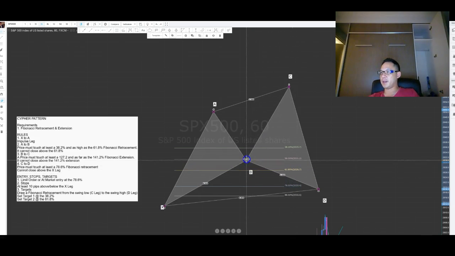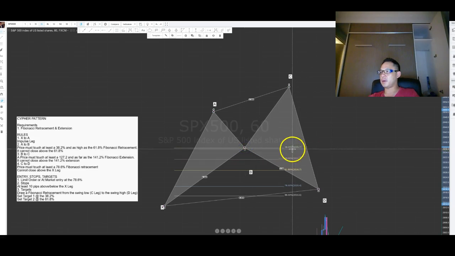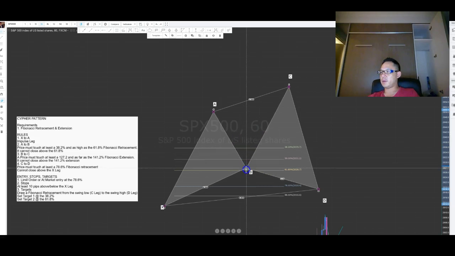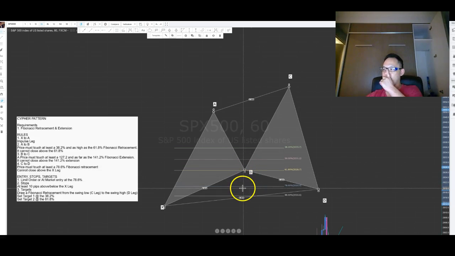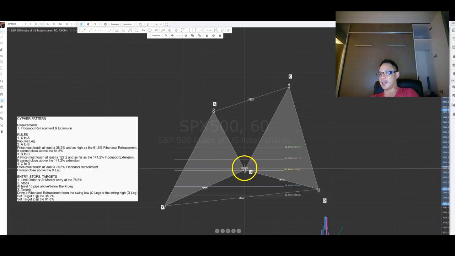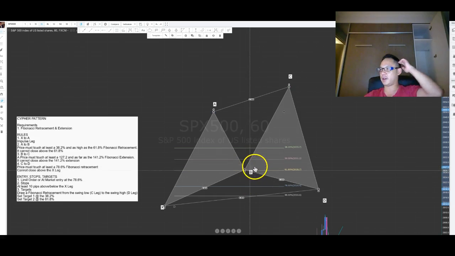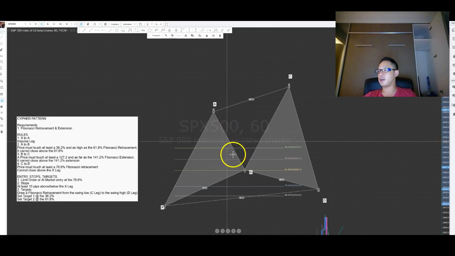So the A to B leg can go anywhere from here, the 38.2, to even the 50% or whatever. Even the wick can go all the way down here, even to the 78.6%. But the candle cannot close beyond the 61.8. I'll show you that later. So that's the first requirement.